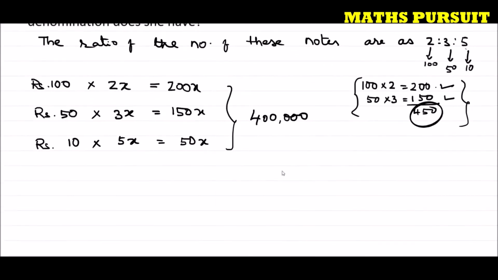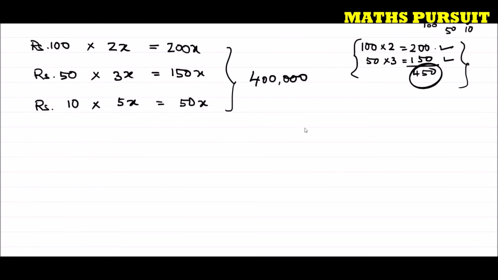From this equation, now we can find out the value of x. We got the equation as 200x plus 150x plus 50x is equal to 4 lakhs. If we solve this equation, then we will get the value of x. Once we get the value of x, we will get the number of notes of each denomination.